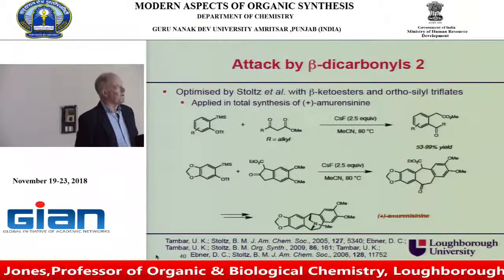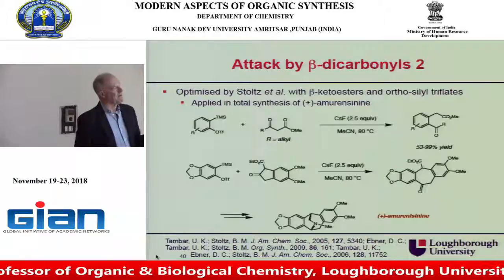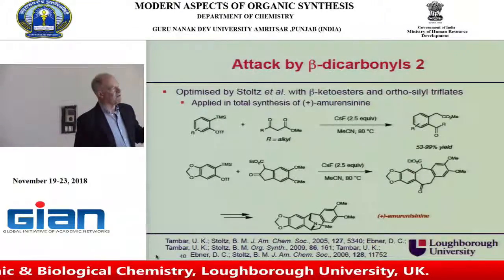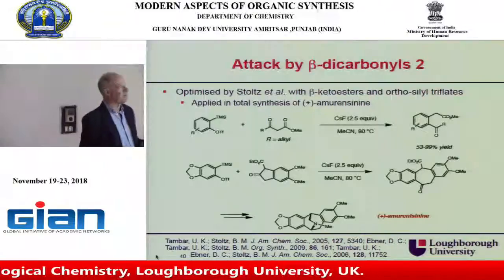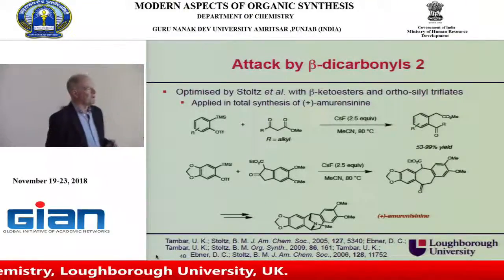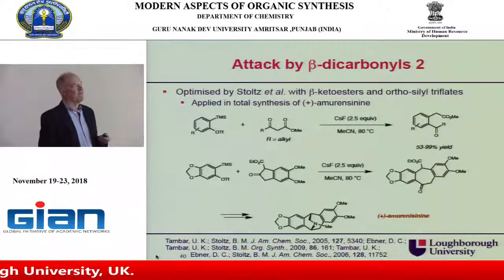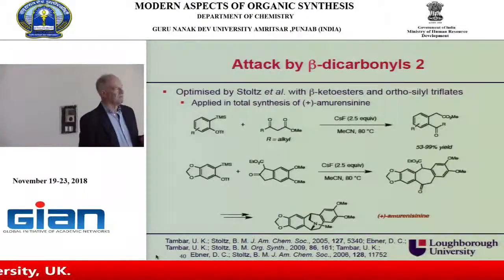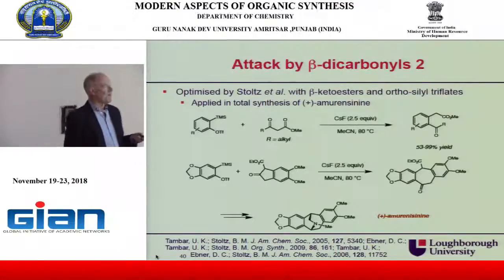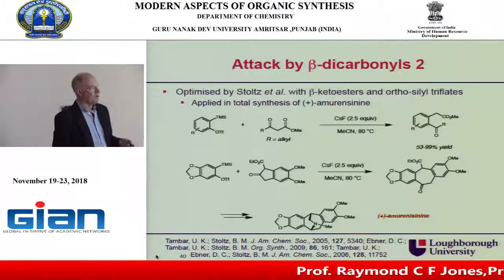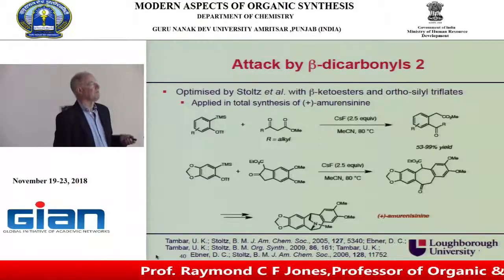If you treat that with a beta keto ester, again you get the product which shows two parts of the beta keto ester on different positions. And you can work through it. It's the same kind of process as I showed on the previous slide. And that was used in a more complex example to make this alkaloid, amyorinesinine.